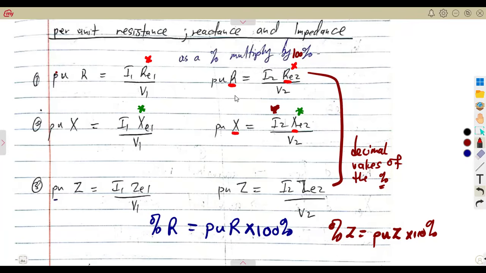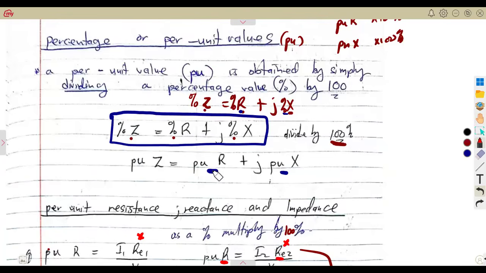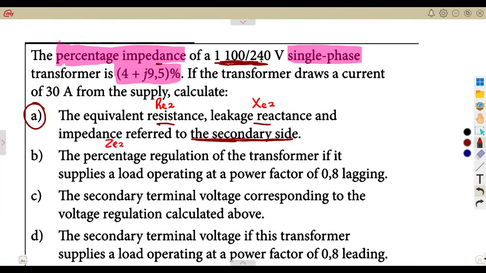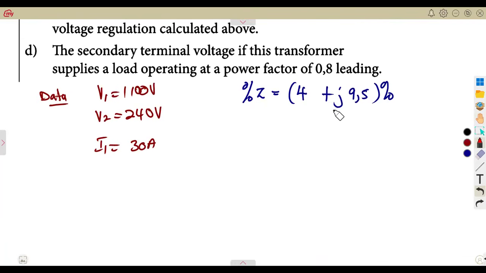But what is per unit resistance? Remember, per unit resistance is a value that was obtained from percentage resistance. You just divided by 100%. So that's why they are giving you here as a percent. You must be careful, guys. Once impedance is a percentage like this, it means this resistance is not a normal R, where we say R is 4 ohms. No. It's a percentage there. This one is a percentage resistance.